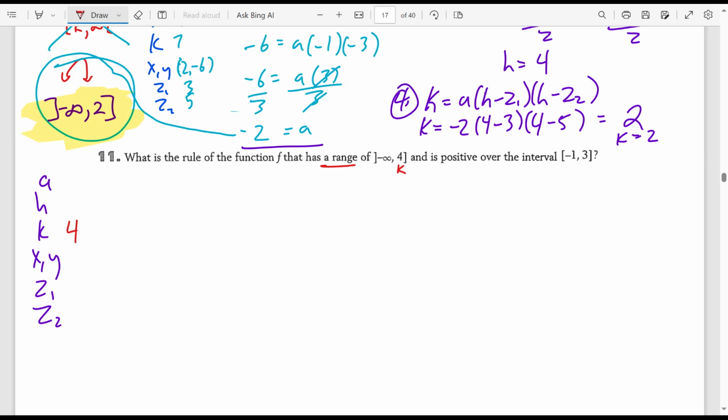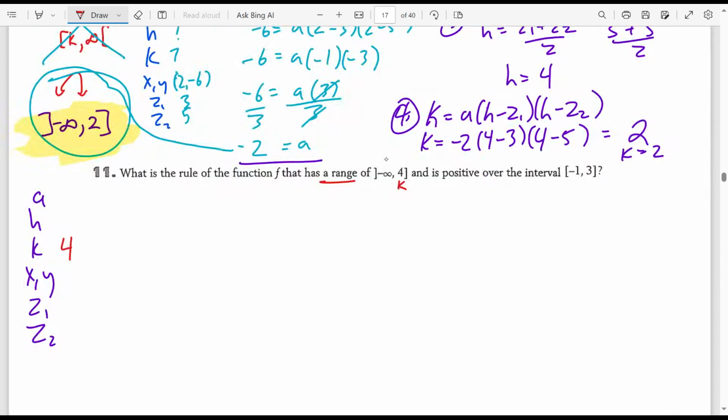Do you know that a is negative then? Yeah, because the range says negative infinity to 4. So I know it's facing down because it's reading from the bottom up. But what is positive over the interval? Positive just means where is it above the x-axis?